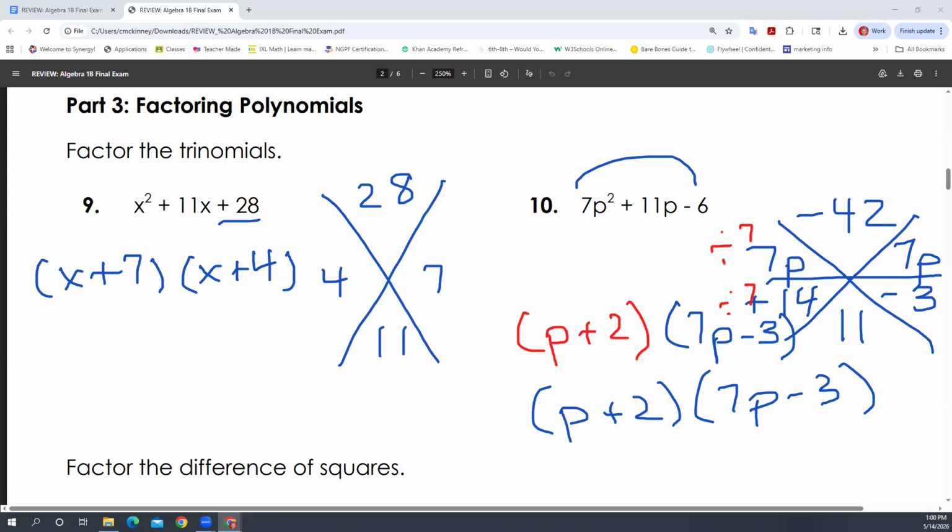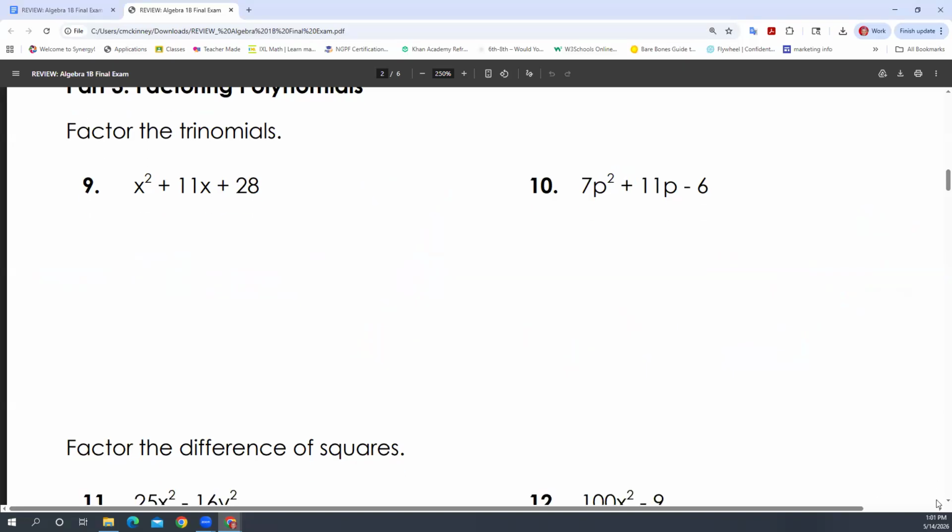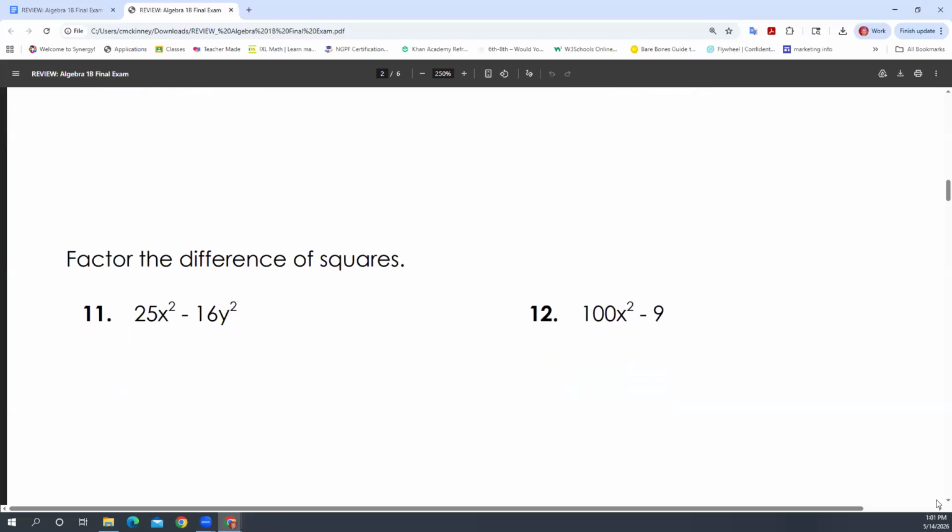Remember, if you want to check your answer, you could distribute it out to make sure that you come back up with the original problem. You can do that for all factoring questions. Because factoring is the opposite operation. We're writing it as a multiplication problem.